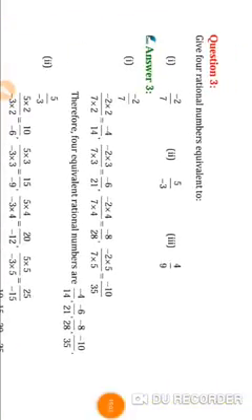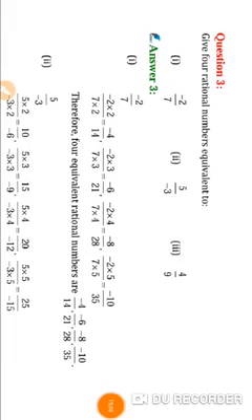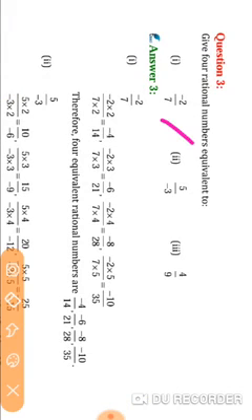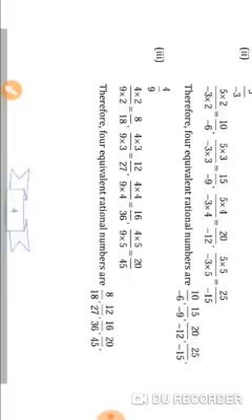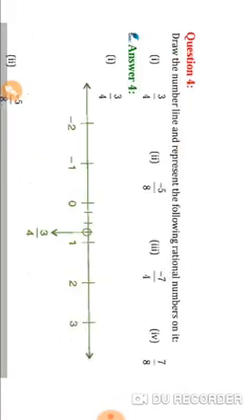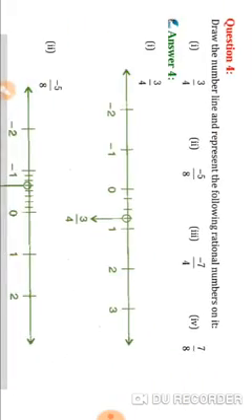Third one, Q4, rational numbers equivalent. So rational numbers, you know, same as it is as fractions. So this I have showed in the example. So directly multiply the numbers and find the equivalent rational numbers. Then draw the number line and represent the following rational numbers on it. So this also I have showed it.